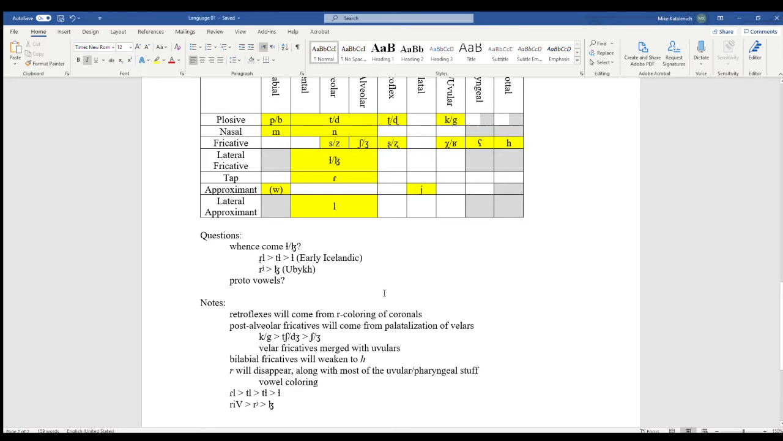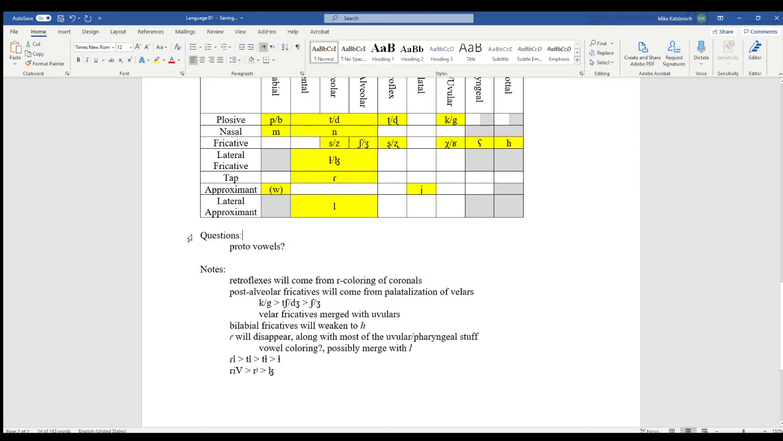And then this, I can actually, but will disappear. Along with most of the uvular pharyngeal stuff, I'm thinking doesn't really seem to be a vowel coloring thing, not in the same way that r is. I can see it doing some vowel coloring, but I'm going to put a big old question mark behind that. And possibly merge with o. So r and l might be sort of like what's happened in Japanese, where their approximant is actually somewhere between the two. So that gives us that.